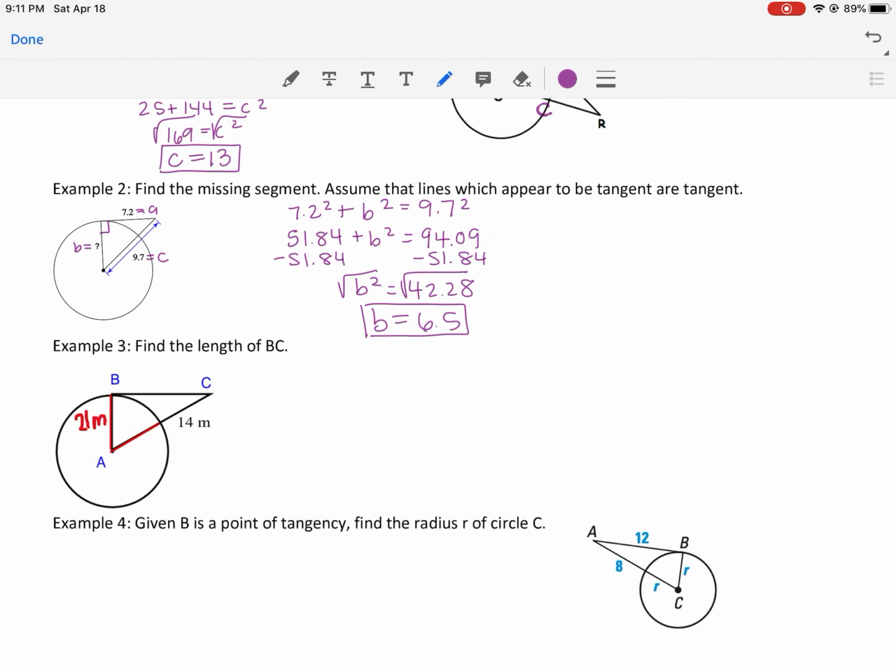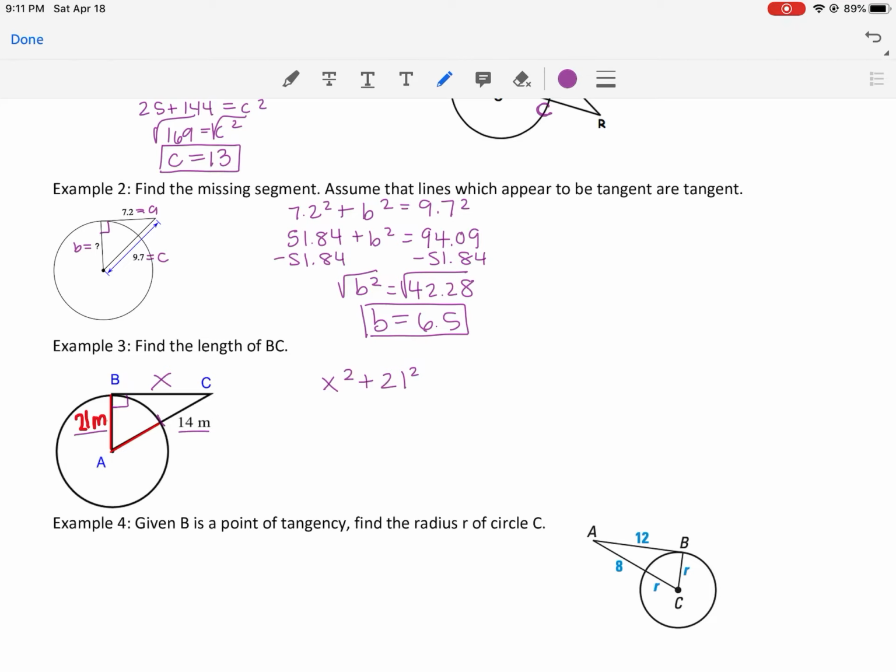Okay. This one, we're going to find this length BCX. The tricky part about it is they gave us this one side length, 21. So we know we'd have x squared plus 21 squared, right? It's a right angle up here. But it doesn't make sense that 14 is my whole hypotenuse.